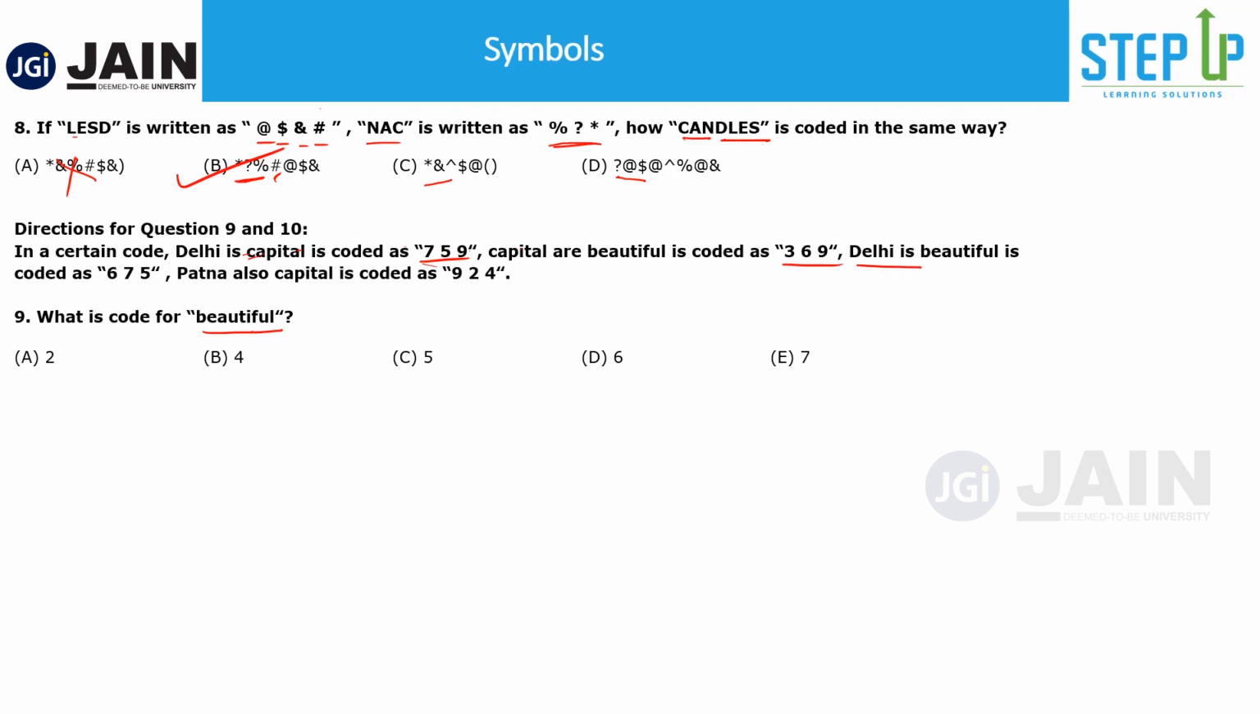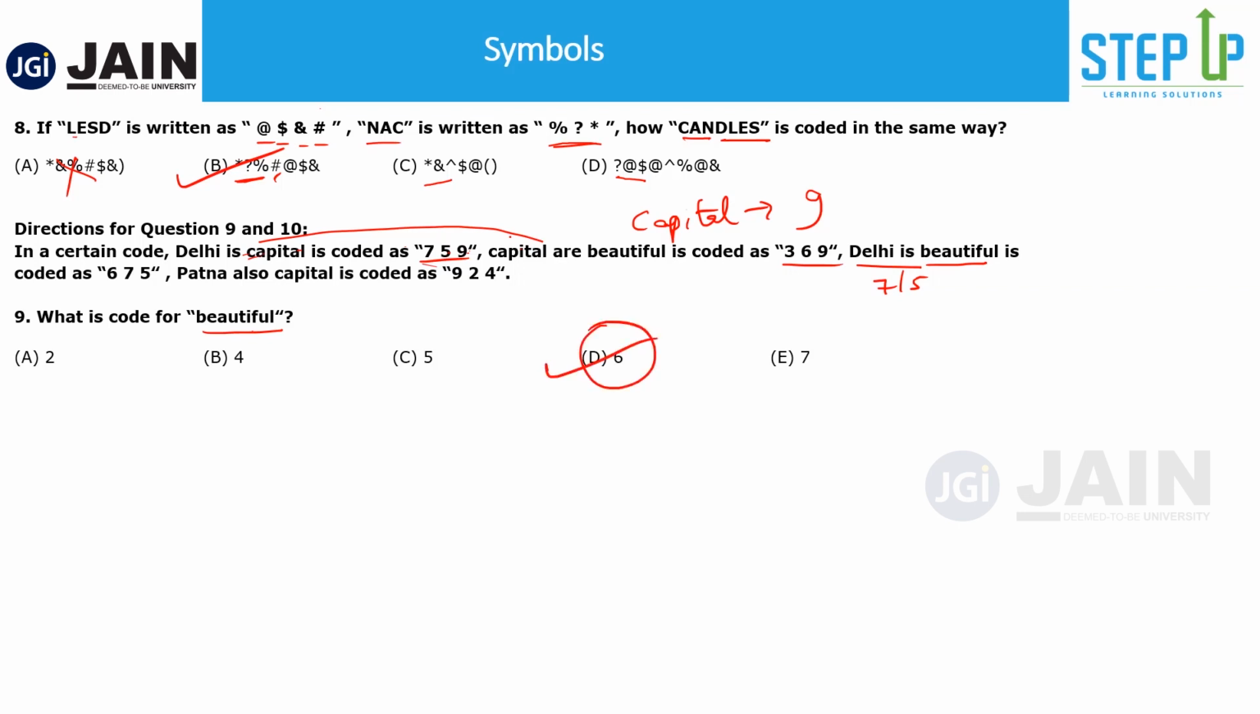So if Delhi is capital and capital are beautiful, that means only in these 2 sentences the only thing common is capital, and in the numbers also the only thing common is 9. That means I know that capital would be 9, right? So if he says Delhi is beautiful, the answer for Delhi is would be 7 and 5, either 5 or 7. What is the only thing remaining is 6. That means beautiful would be 6, right? So hope you get this.